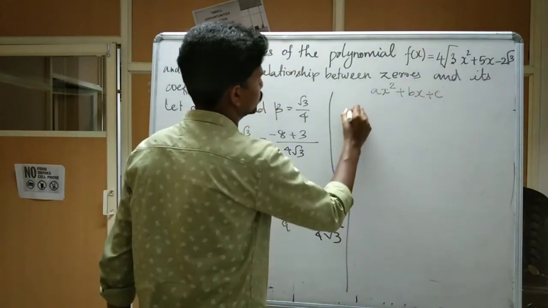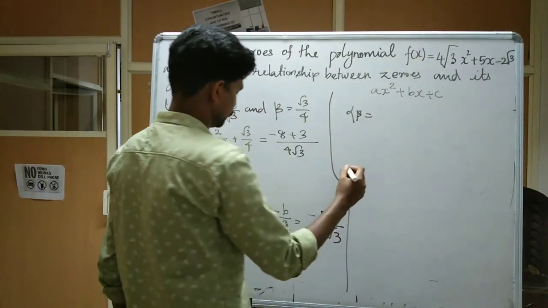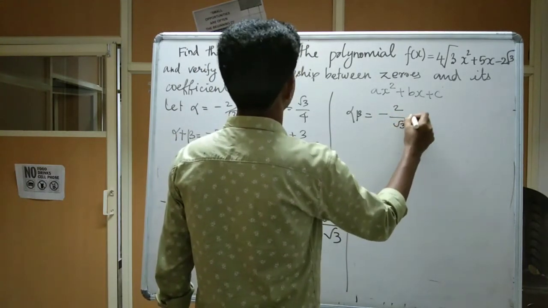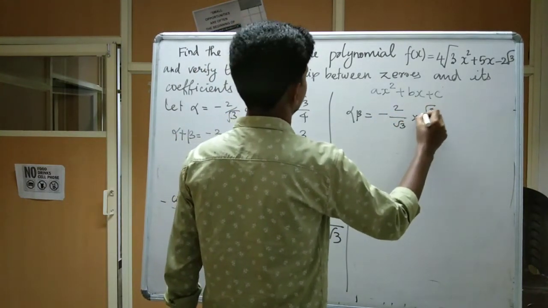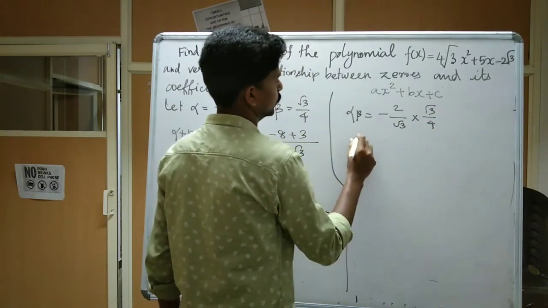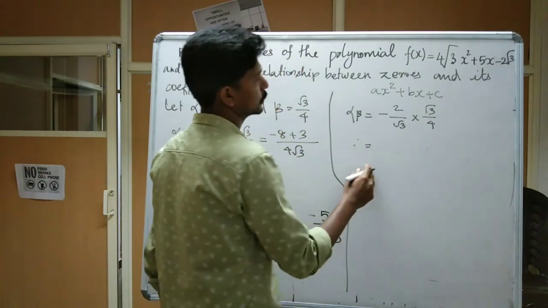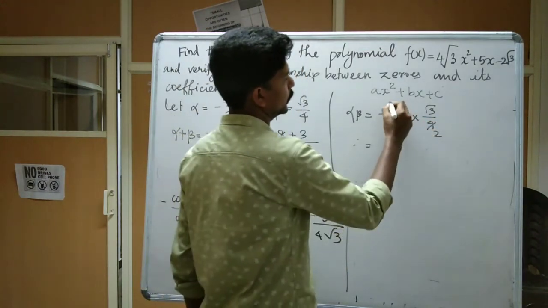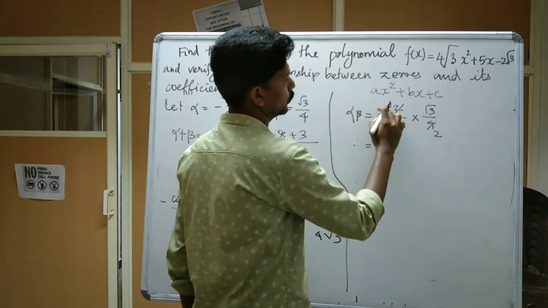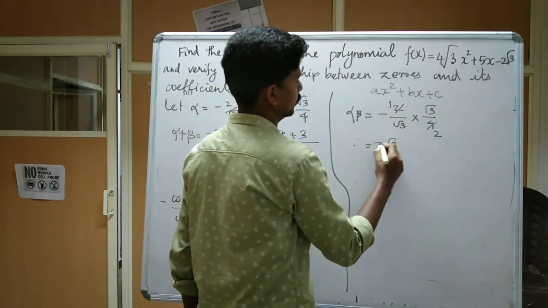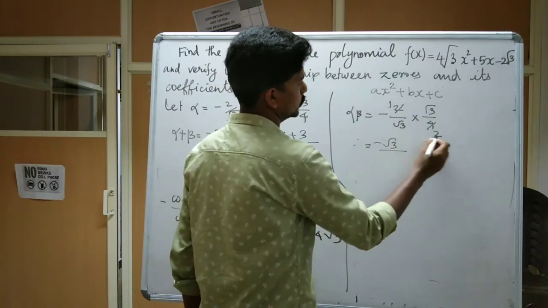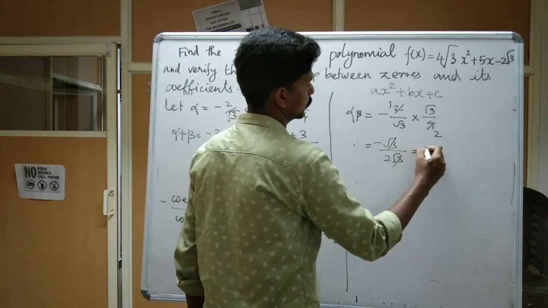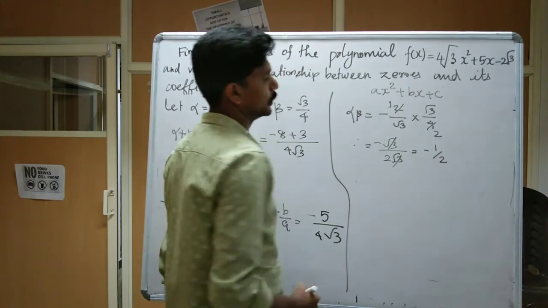Let us see the product of zeros, alpha beta, which is equal to minus 2 by √3 into √3 by 4. The 4 and 2 we can cancel 2 times, so remaining is 1 into √3, divided by 2 into √3, that is 2√3. The √3 and √3 we can cancel. So remaining we can write minus 1 by 2.